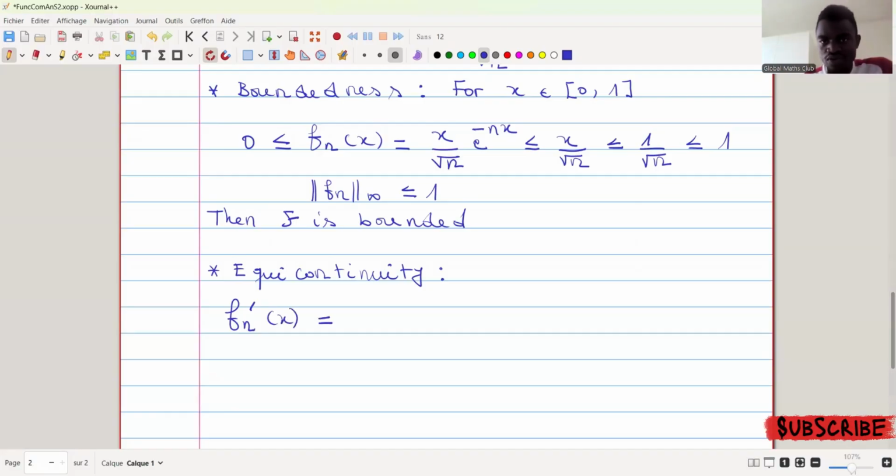This one is just a product of two functions. You know how to differentiate the product. So it is equal to this minus this.